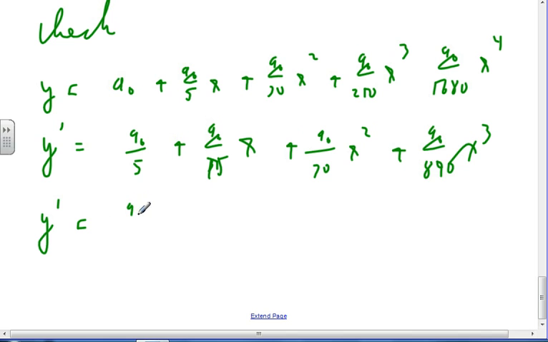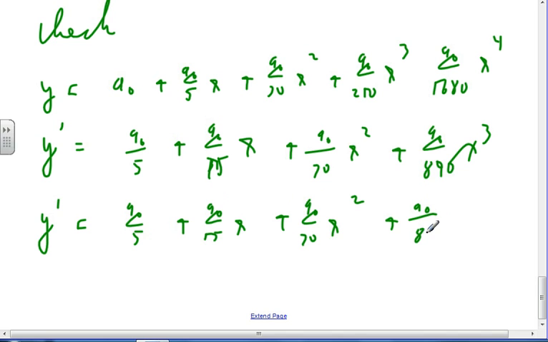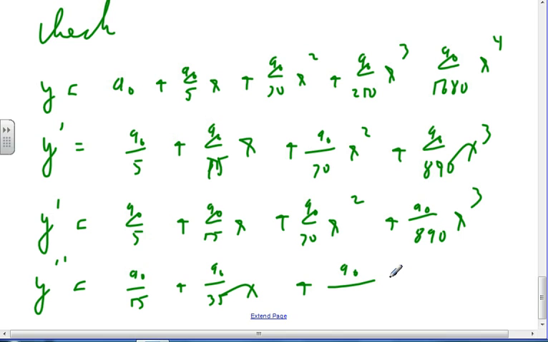y prime, a0 over 5, a0 over 15 x, a0 over 70 x squared, a0 over 840 x cubed, and y double prime is going to be, that guy goes away, a0 over 15 plus a0 over 35 x plus 3 a0 over 840 x squared.